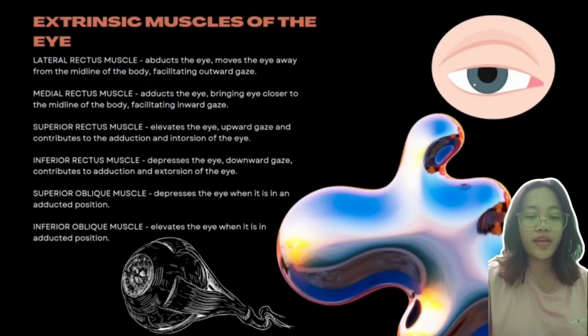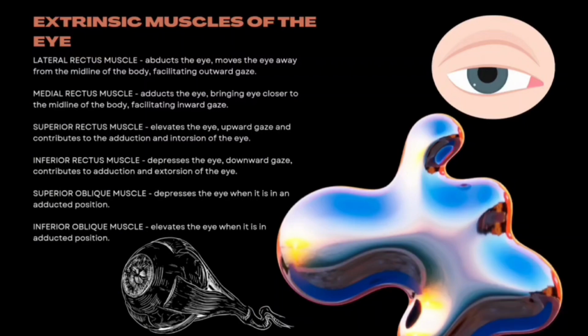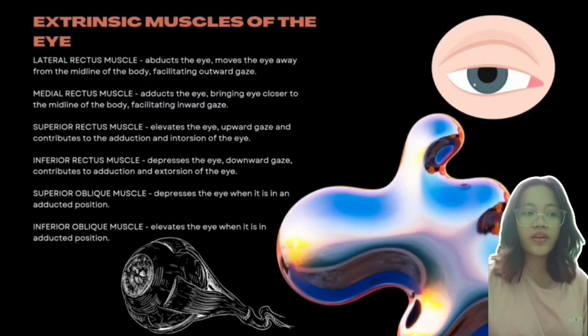Next is the inferior rectus muscle, which depresses the eye and is responsible for the downward gaze and contributes to adduction and extorsion of the eye. Next, we have the superior oblique muscle, which depresses the eye when it is in an adducted position. Lastly, the inferior oblique muscle, which elevates the eye when it is in an unadducted position.